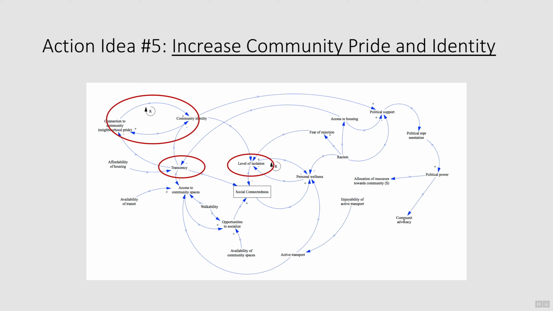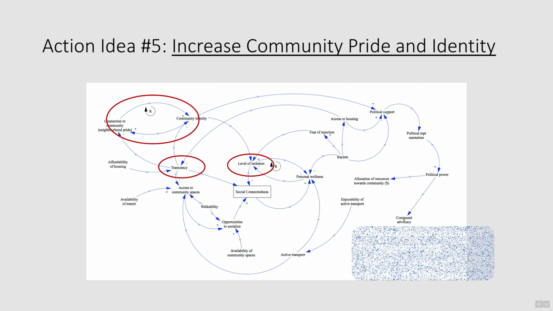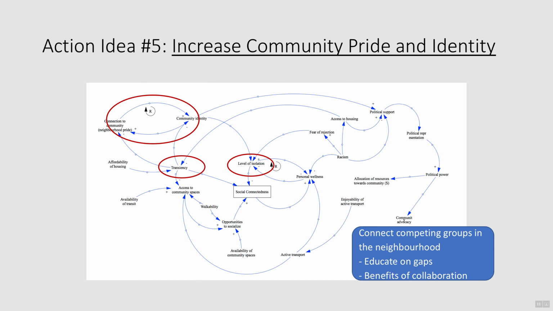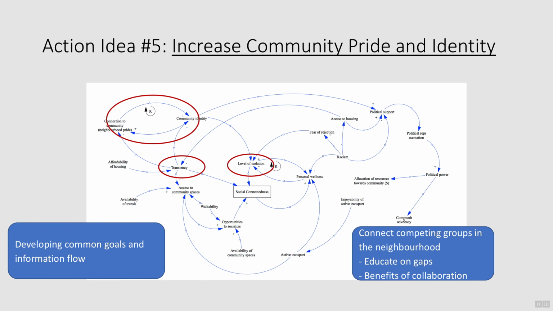One of the main ideas suggested for this action idea was that they needed to bring different neighborhood groups together and work in a united way instead of competing. Suggestions for doing this included educating groups about the gaps and highlighting the benefits of collaboration. They also talked about the need to develop common goals and information flow.